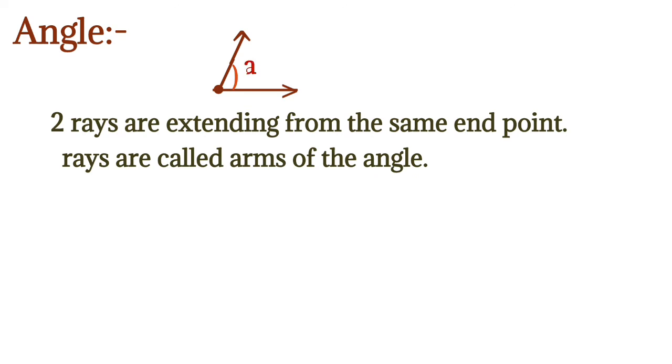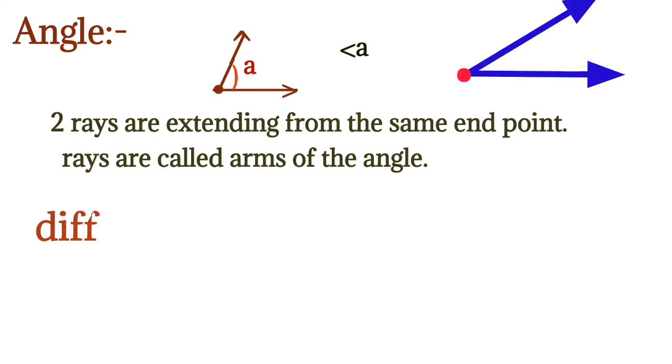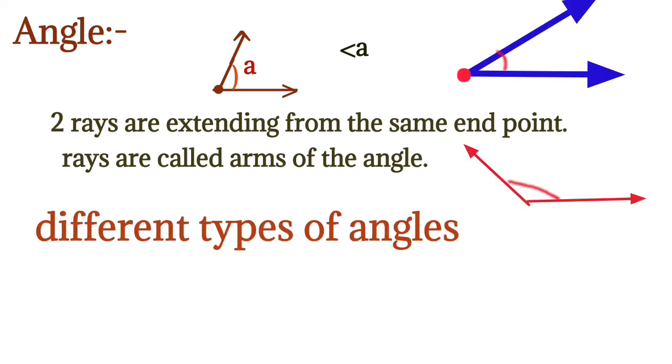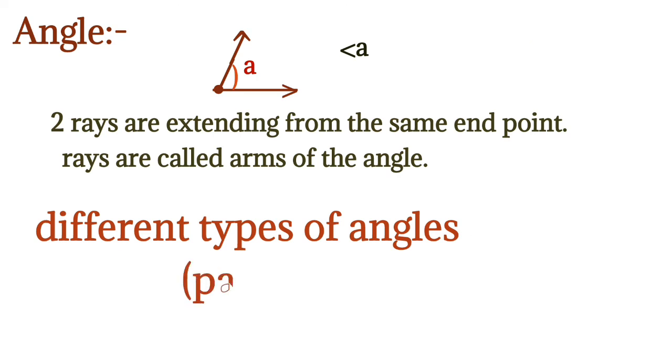If the angle is at letter A, or any other letter, it can be written with the angle symbol and then A. There are different types of angles, such as acute angle, obtuse angle, straight angle, reflex, complementary, supplementary, linear pair of angles, corresponding angles, exterior angle, interior angle. We will discuss those angles in the next video.